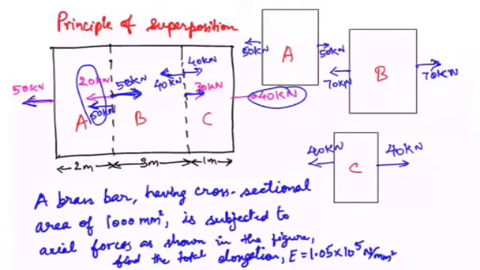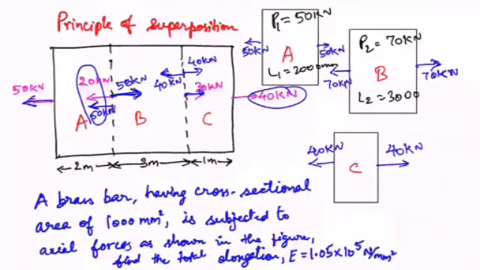So P, if we take the sections separately, for section A we'll consider this P1. So P1 is 50 kilonewton, and L1 is 2 meter, that is L1 will be equal to 2000 mm. Similarly I can write P2 and P3. P2 will be 70 kilonewton and L2 is equal to 3000 mm. Then P3 is equal to 40 kilonewton, L3 is equal to 1000 mm.